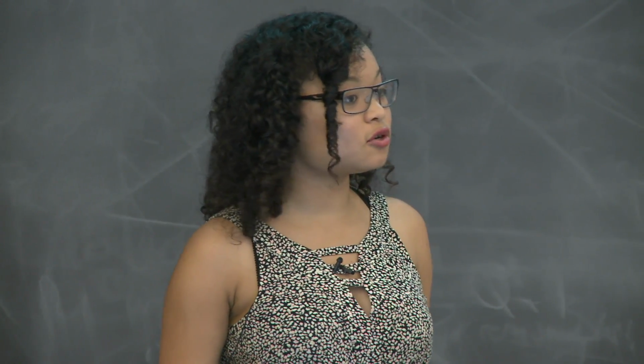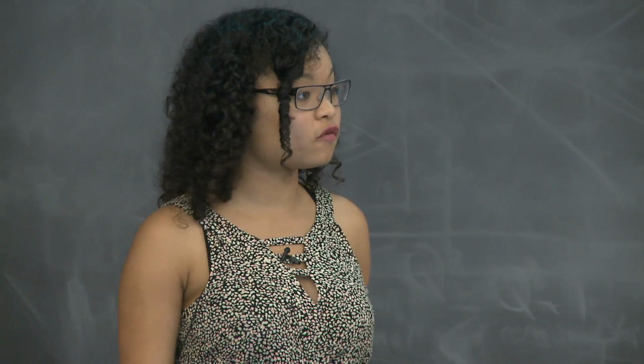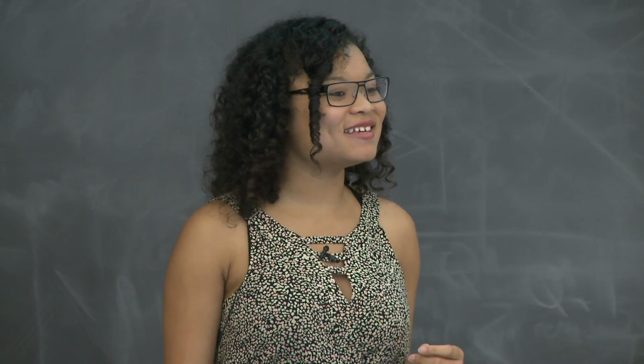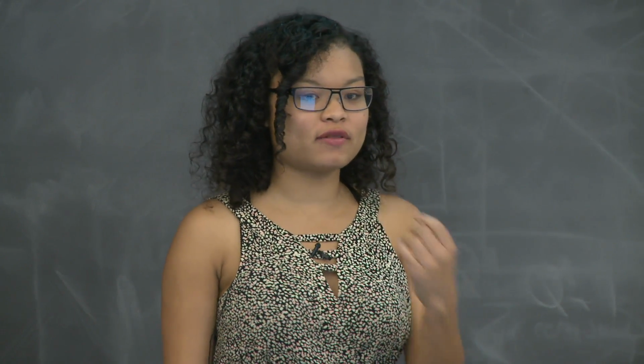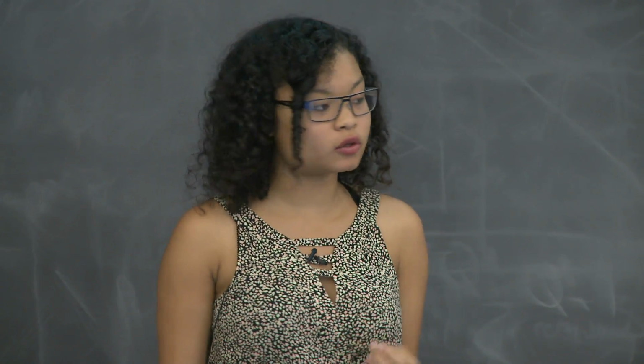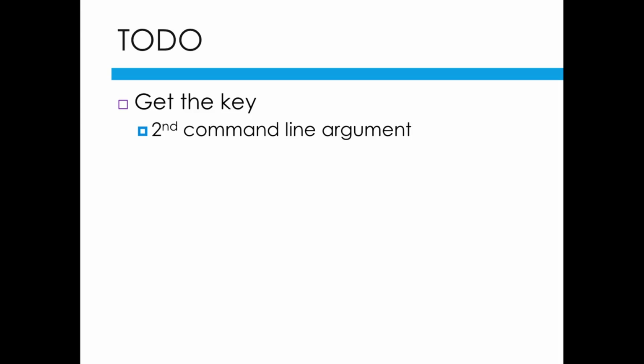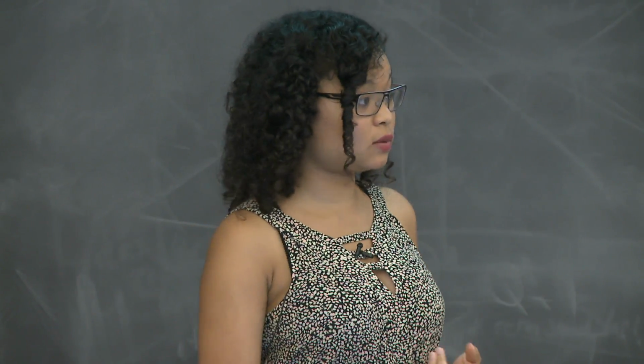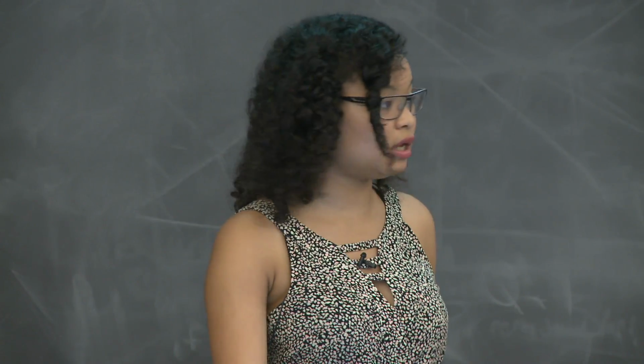Okay, so the first thing to do: you saw that the usage for Caesar in problem set 2 is to run Caesar and then enter a number when you run it in the terminal. So what we need to do is somehow get that key and access it. It's going to be the second command line argument. The first one is going to be ./caesar, and the next one is going to be the key number.